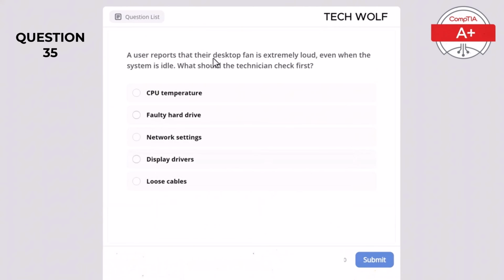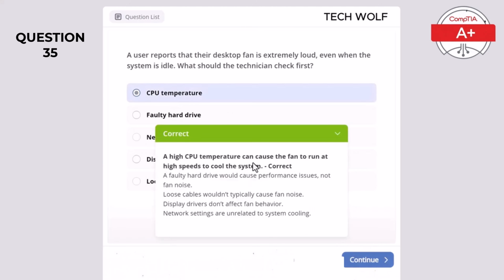A user reports that their desktop fan is extremely loud even when the system is idle. What should the technician check first? CPU temperature, faulty hard drive, network settings, display drivers, or loose cables. And correct answer here is CPU temperature. A high CPU temperature can cause the fan to run at high speeds to cool the system.